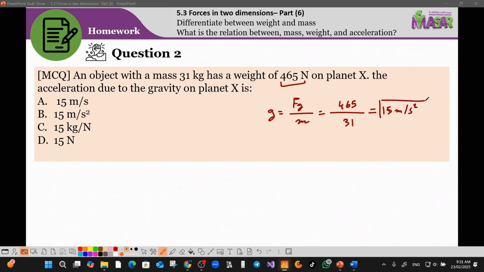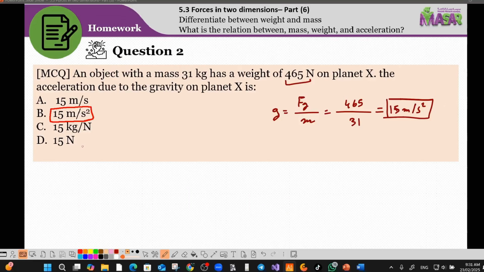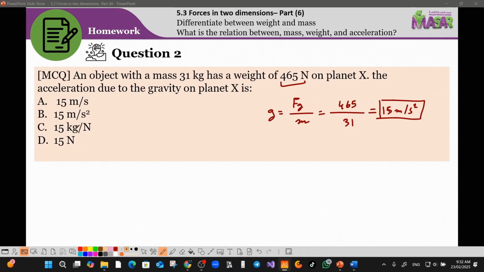Now another way to solve the same question: from the given units, we can figure out the correct answer, because the only correct unit used to describe the acceleration due to gravity is found in B. Meter per second, kilogram per Newton, and Newton are not the correct units for the acceleration due to gravity. Only B has the correct unit, which is meter per second squared.